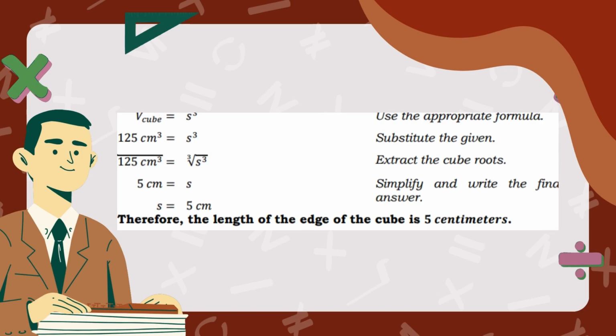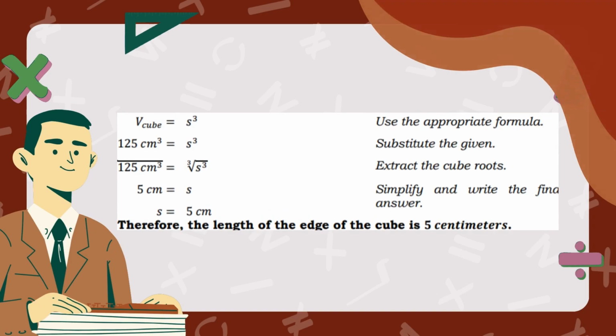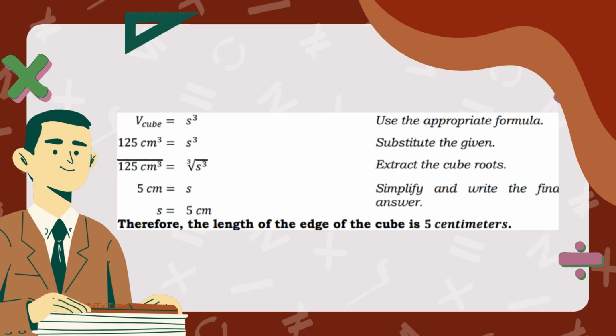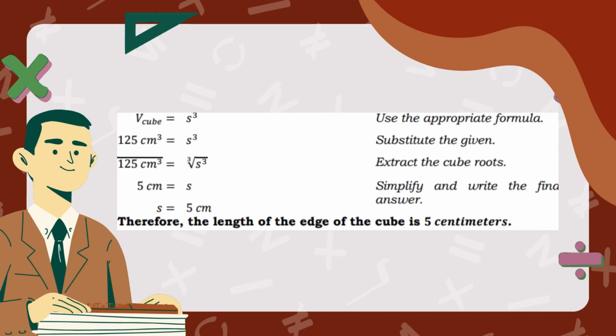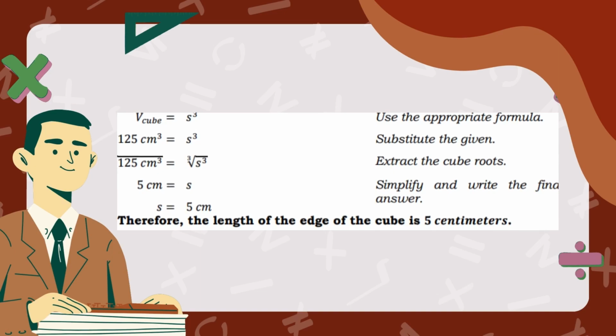Next, we take the cube root of both sides to isolate s on the left side. It becomes the cube root of 125 cm cubed, and on the right side, we are left with just s. Simplifying further, the cube root of 125 cm cubed is 5 cm. So, our equation now looks like this. Therefore, the length of the edge of the cube is 5 centimeters.